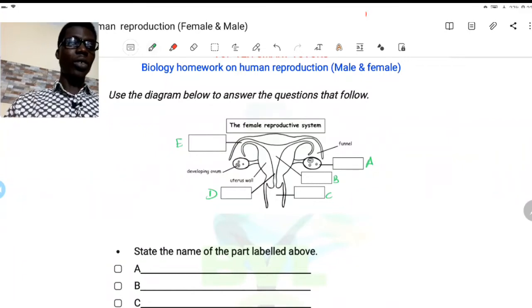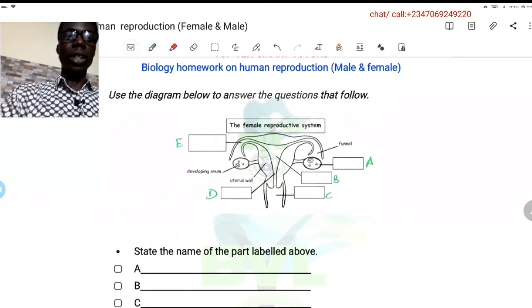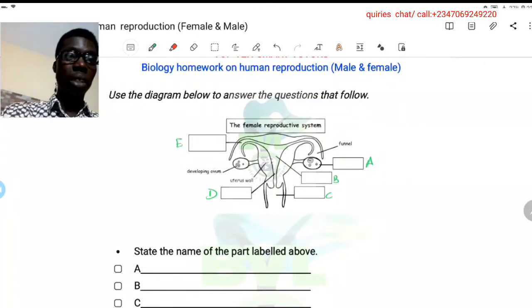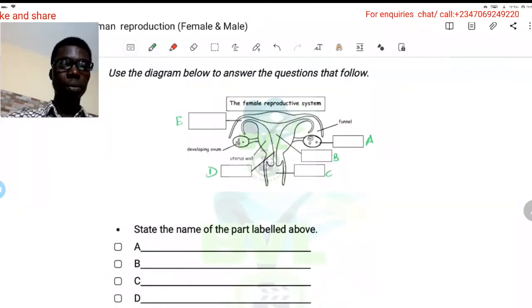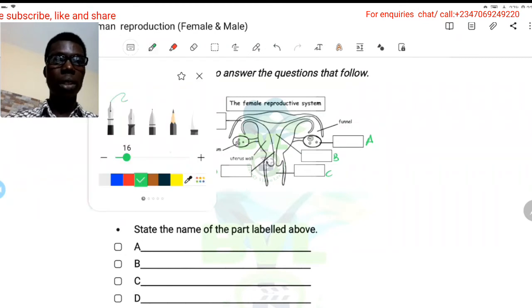So this video is for my KS3 students. Basically, this is human reproduction, the male and the female reproductive system. It's homework actually, so let's work this out together. It's a correction actually, which is valid for anybody that's interested in this, KS3 majorly. All right, it says here, use the diagram below to answer the questions that follow. We're meant to state the name of the parts labeled above. So we can start. Let me use a red pen for that.